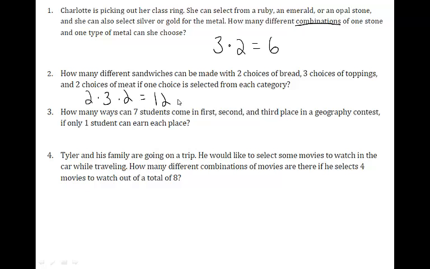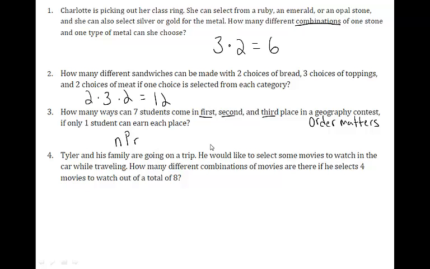How many ways can 7 students come in first, second, and third place in a geography contest if only one student can earn each place? In this case, order matters, because if you win the first spot or you win the third spot, it's different. You get a different prize. So we know it's going to be a permutation because the order matters. It's not like we're just picking a group of 3 students. Whoever came first obviously gets the biggest prize.